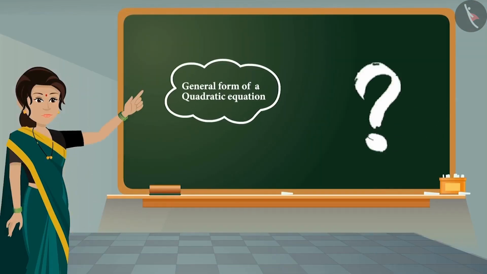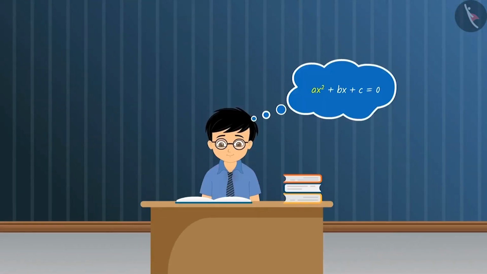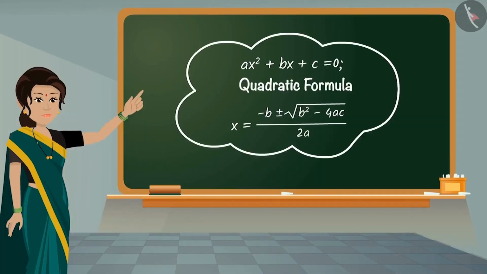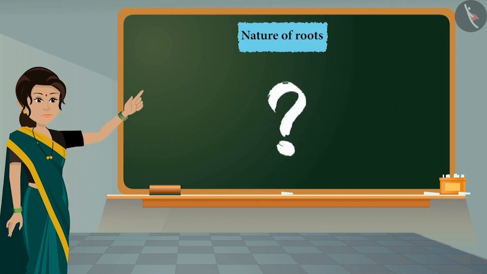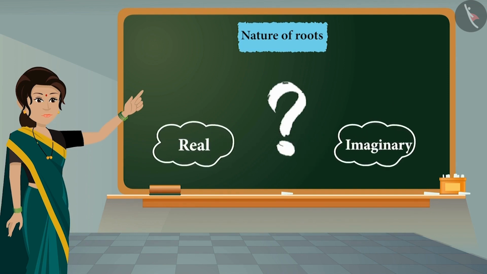Can you say what will be the general form of a quadratic equation? ax square plus bx plus c equal to 0 is the general form of a quadratic equation. We saw in our previous video that roots of a quadratic equation can be obtained with the help of the quadratic formula. Do you know what will be the nature of roots of a quadratic equation? Are they real or imaginary? Let's see how we can find it.